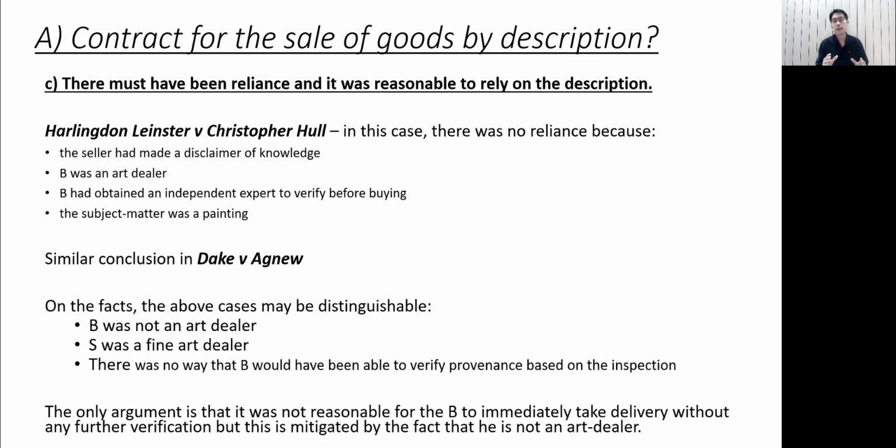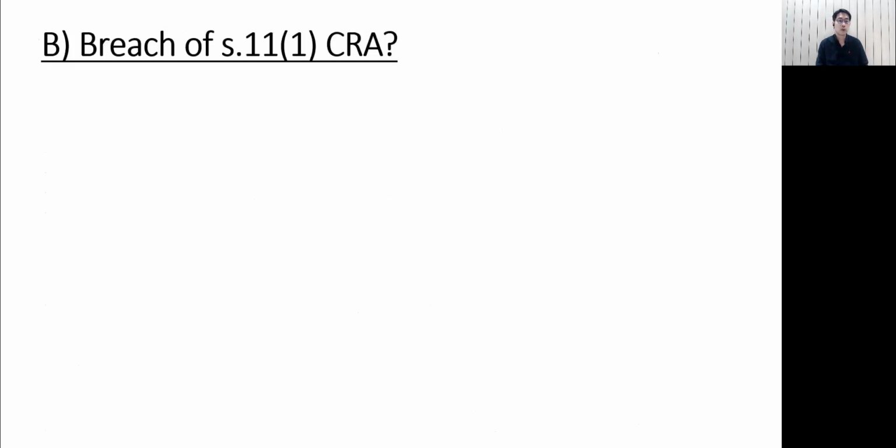We will argue that it's reasonable for the buyer to rely, and therefore all the three elements that make up what amounts to a contract for the sale of goods by description are satisfied. Section 11 sub 1 will apply. In which case it brings us to the next part of the answer, which is how do we determine the test for when there is a breach? Must you comply with every descriptive word?